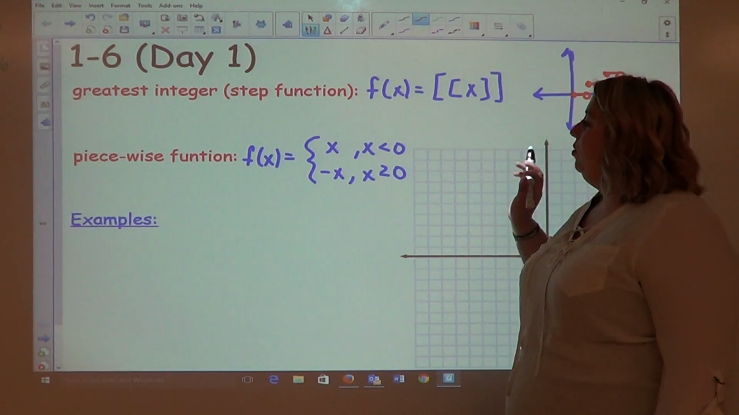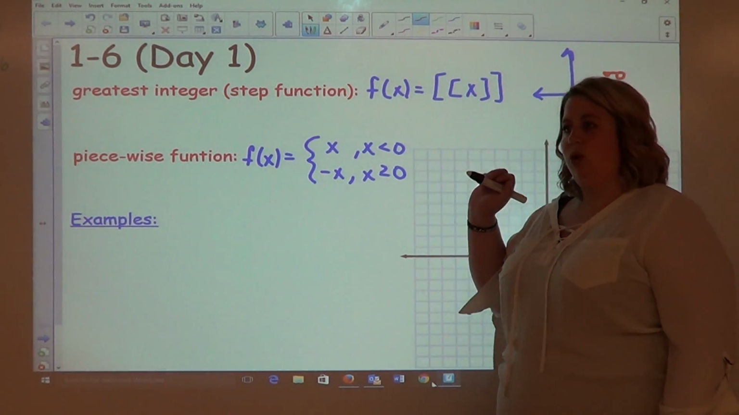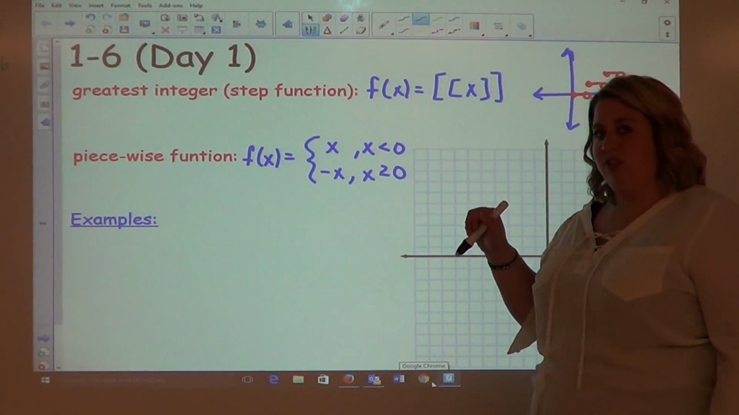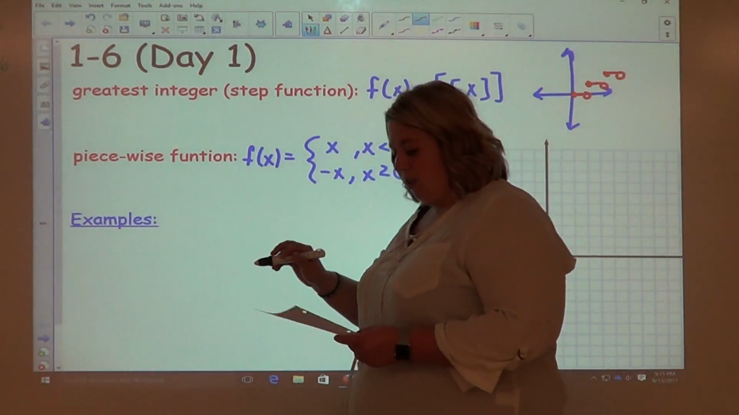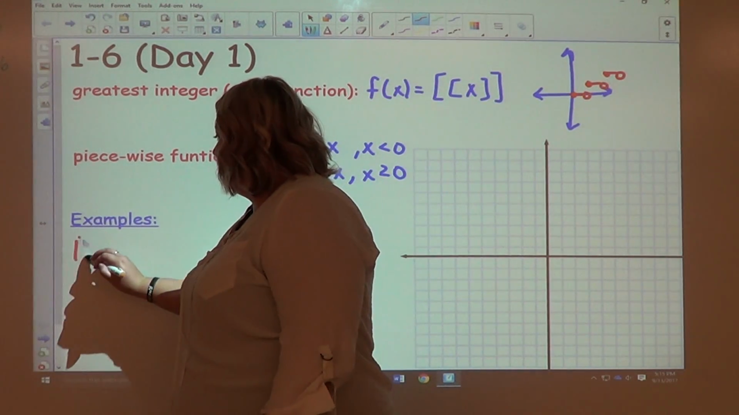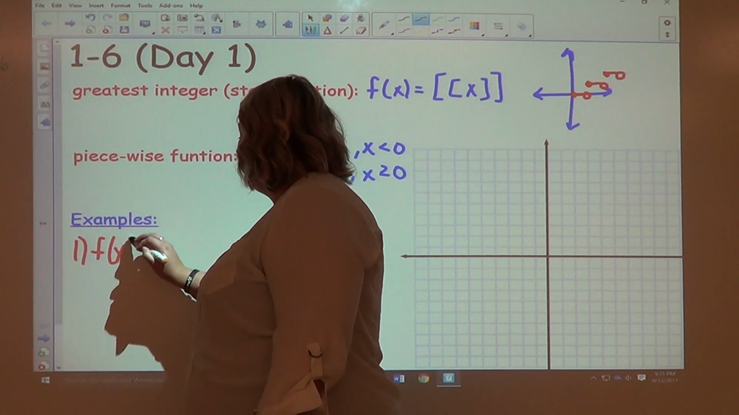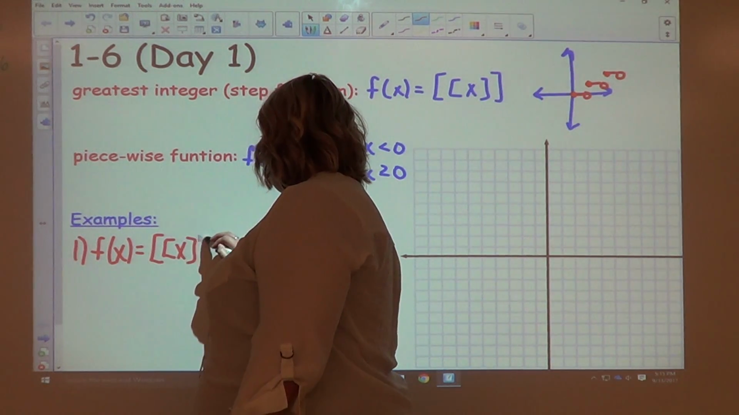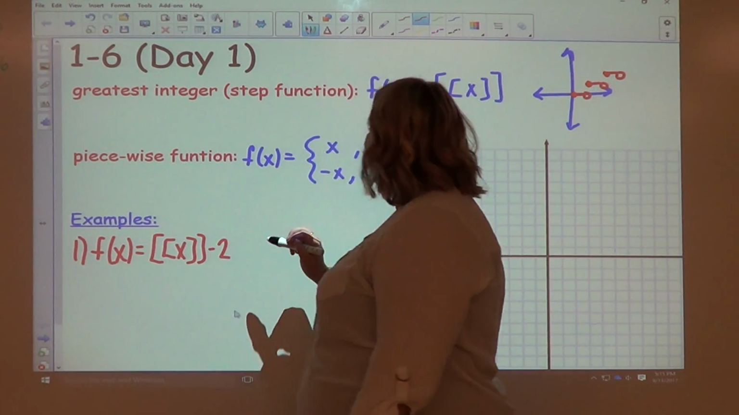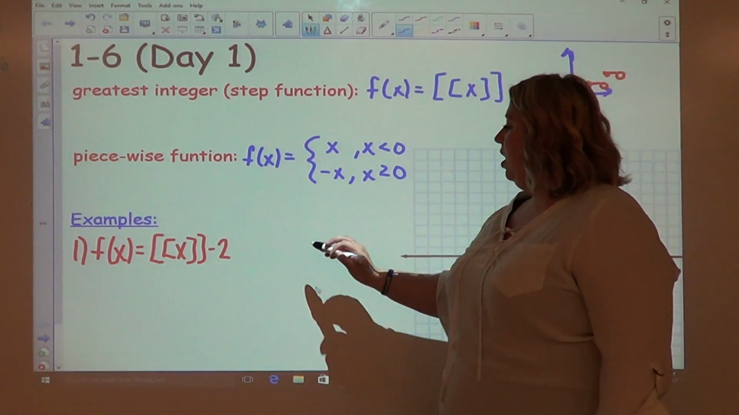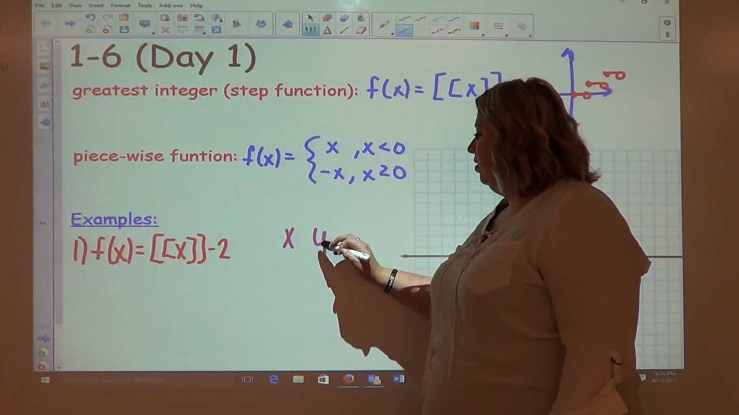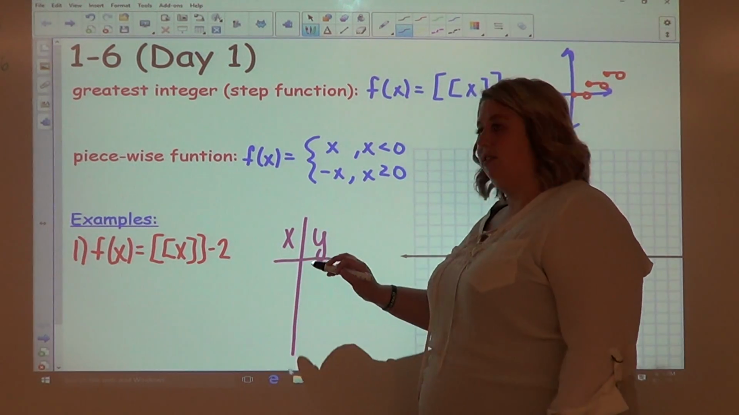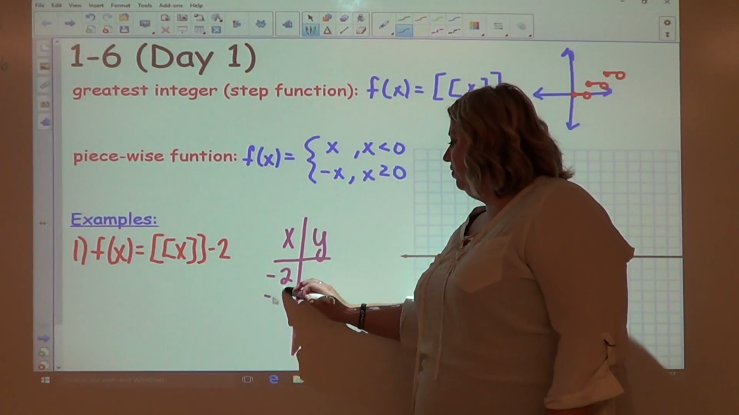Okay, I'm going to go through these examples kind of quickly, so make sure you pause it if you need to pause, write things down. Okay. So first thing we're going to do is step functions. So this is my step function I'm going to graph. I just want you to do a t-chart on all of these that are step functions from -2 to 2.